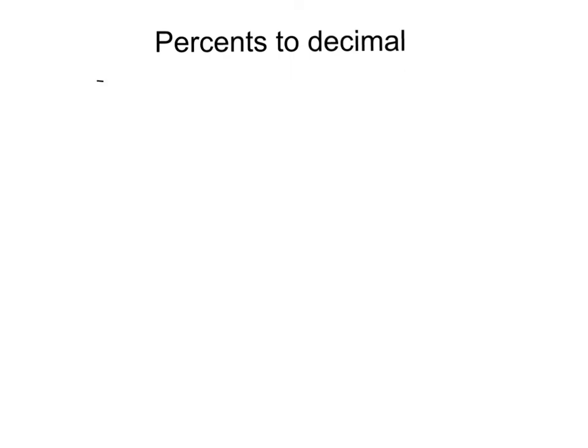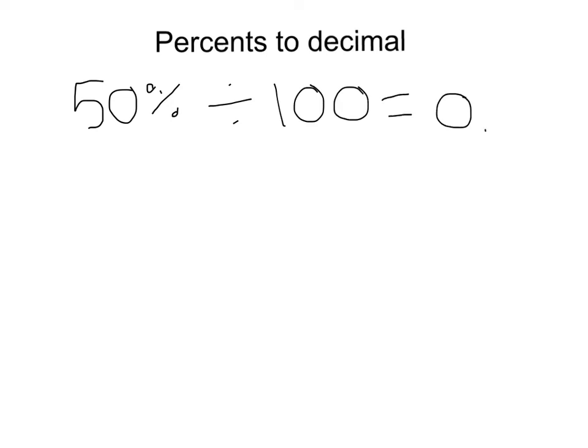So this is how you do a percent to a decimal. Say you have a percent like 50%. To convert that to a decimal, you're going to divide by 100, and that's going to give you 0.5, and that's your decimal. So that's how to convert a percent to a decimal.